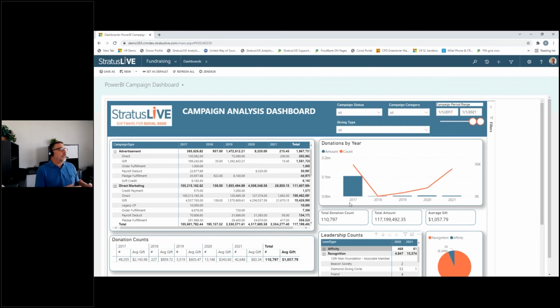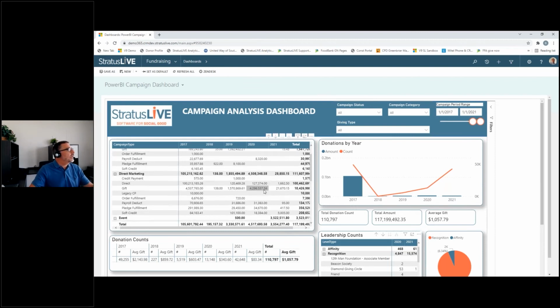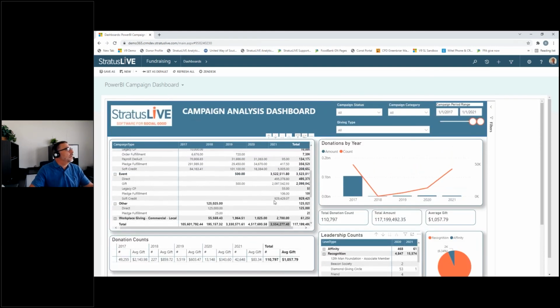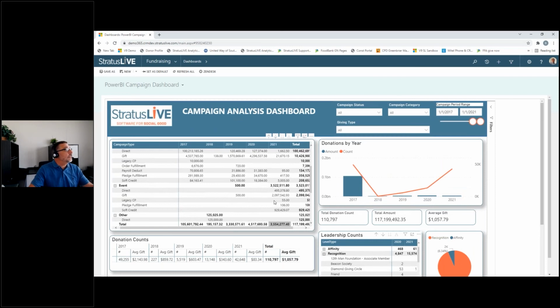We want to be able to go and do some things like churn analysis. So it's getting to the end of the year. I'm down a little bit on my giving. If I look at my totals overall, I can see I'm about $1 million short right now between 21 and 20.